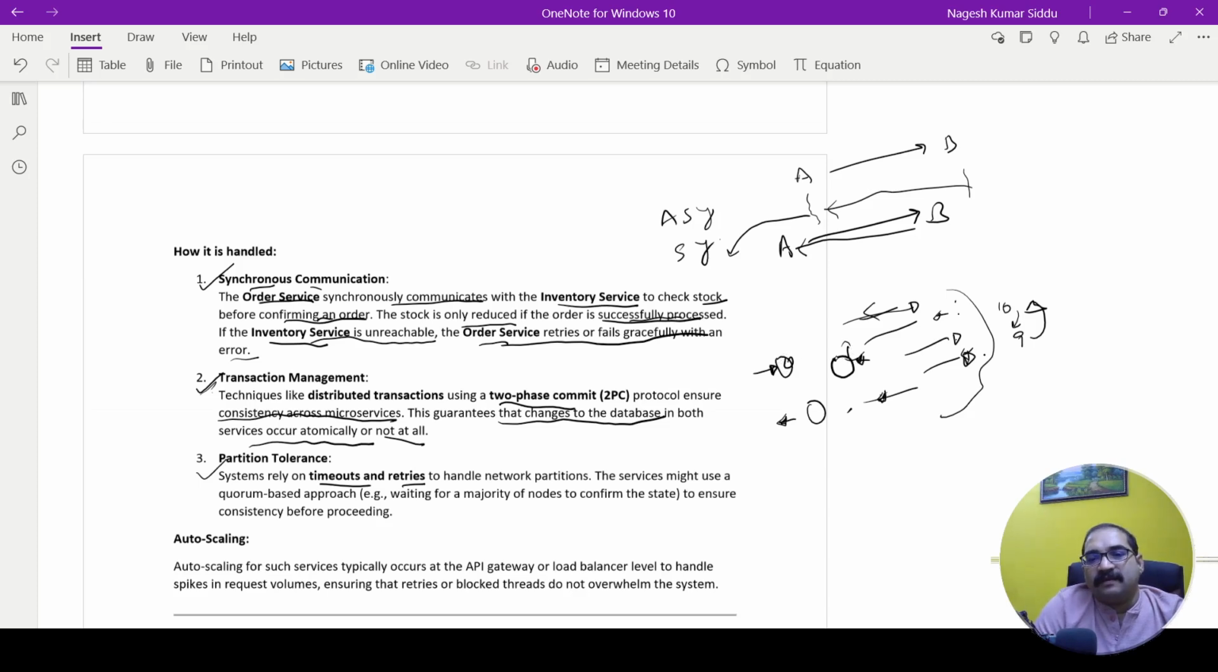So if the inventory service is not responding, what will it do? It will do a retry. If it does not get a response, it will retry 3 times and wait for some time. And if it doesn't get a response, again it will retry. That wait period is the timeout period.